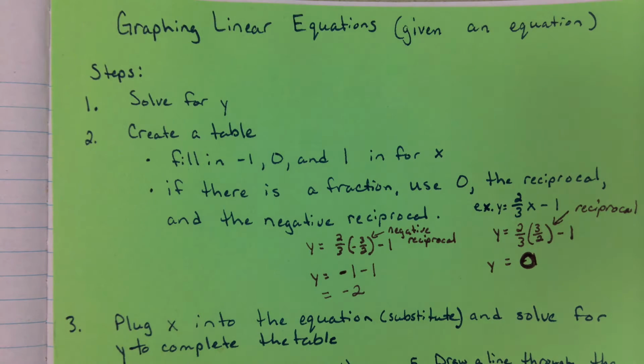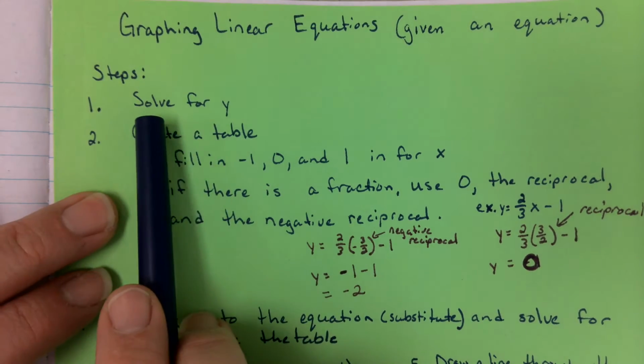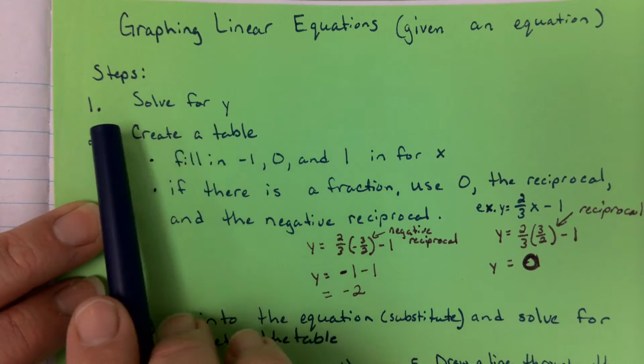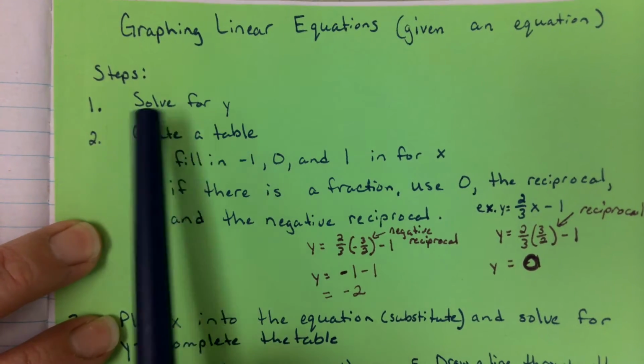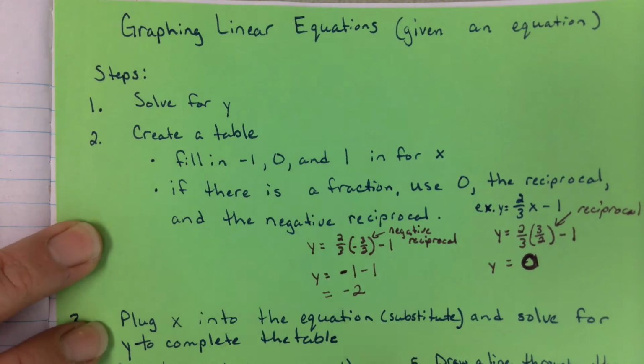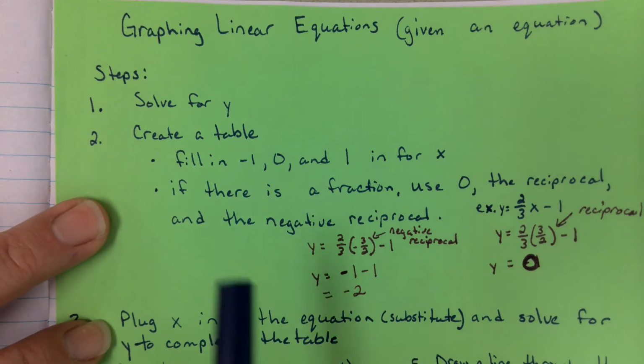So the steps to go from an equation to a table: first, you want to make sure that if your equation is not already solved for y, so y equals something, that you need to solve for y. That means isolate y on the one side and everything else is on the other side of the equal sign. Once you do that, you're going to create your table.